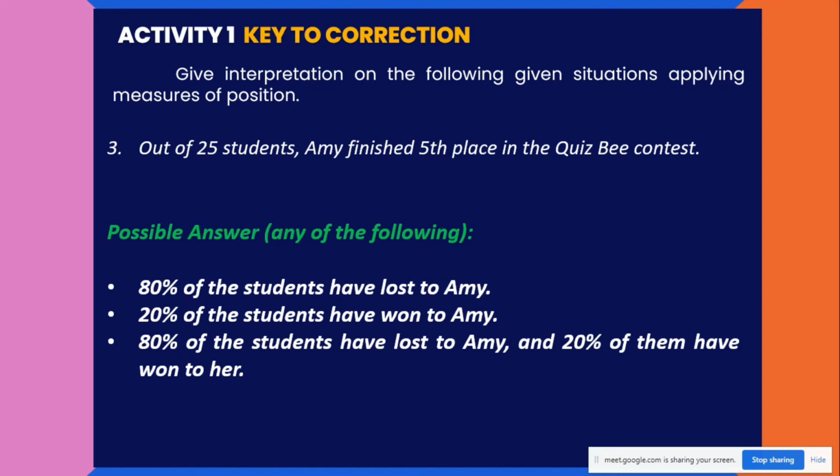So, since 5th place man siya, so may mas magaling pa sa kanya. Kung 80% na natalo ni Ami, meron ding 20% na mas magaling pa kay Ami. So, we have 80% of the students have lost to Ami, while 20% of the students have won to Ami. So, meaning, mas mataas pa ng mga scores. So, number 3. Okay. Screenshot. Then, let's proceed to number 4.